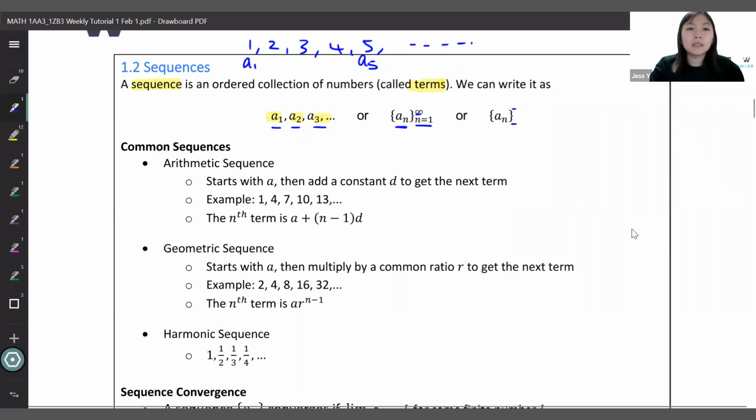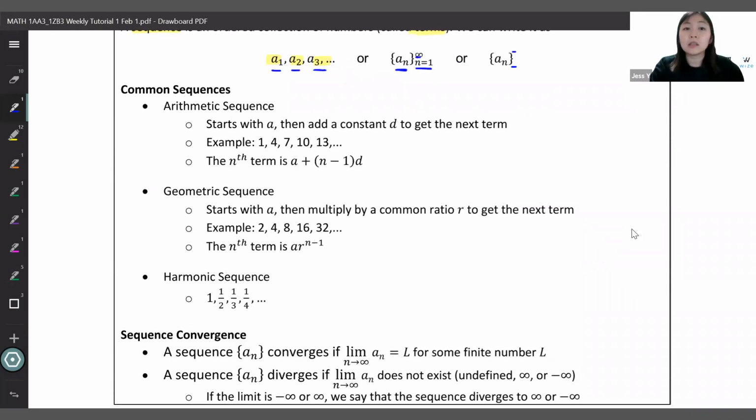Now, there are some common sequences that you need to know because knowing these sequences will help you with a lot of the questions. There's the arithmetic sequence. They don't ask a lot of questions. I didn't really see any questions like this for the assignment, but arithmetic sequence, you pretty much start with a number. And then to get to the next number, you're going to add a constant d. And to get to the next number, you're going to add the constant again, add the constant again.